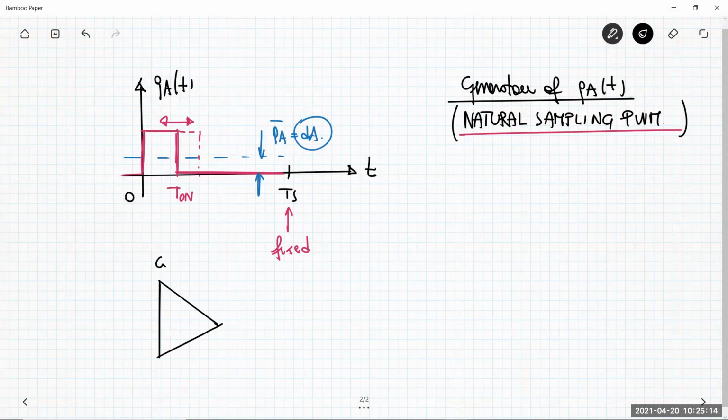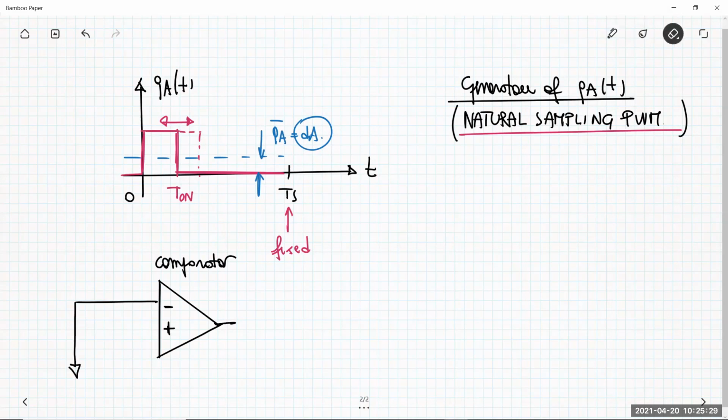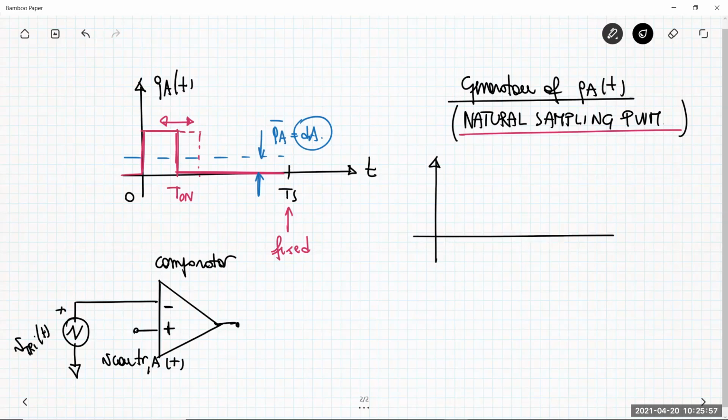which is composed of a comparator. The comparator has an input at which you provide a triangular signal that we call V triangle, and at the other input you have the control voltage V control A. What is the output of this comparator? Let me put graphically the behavior.